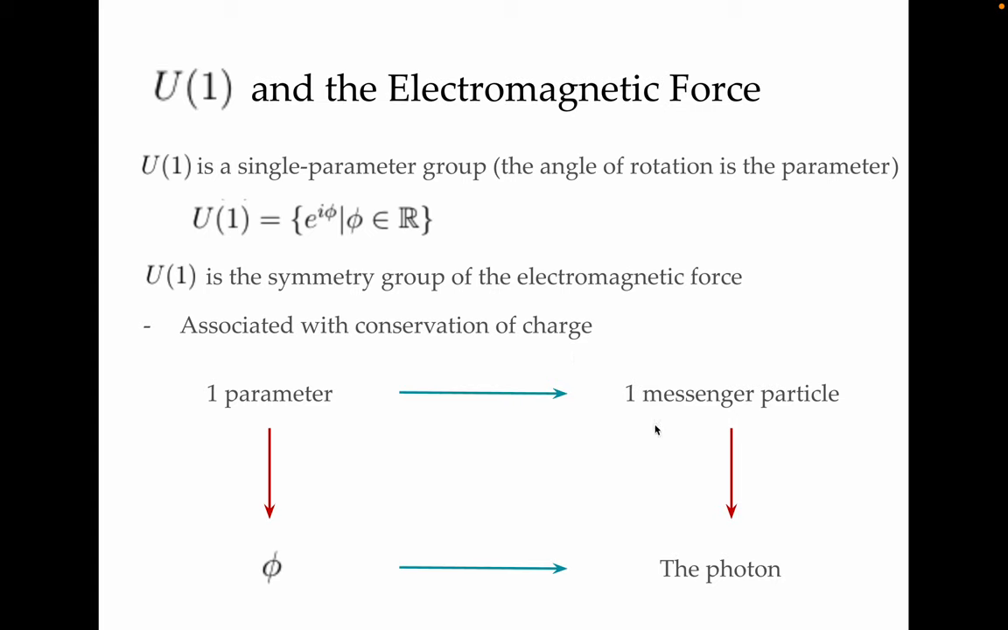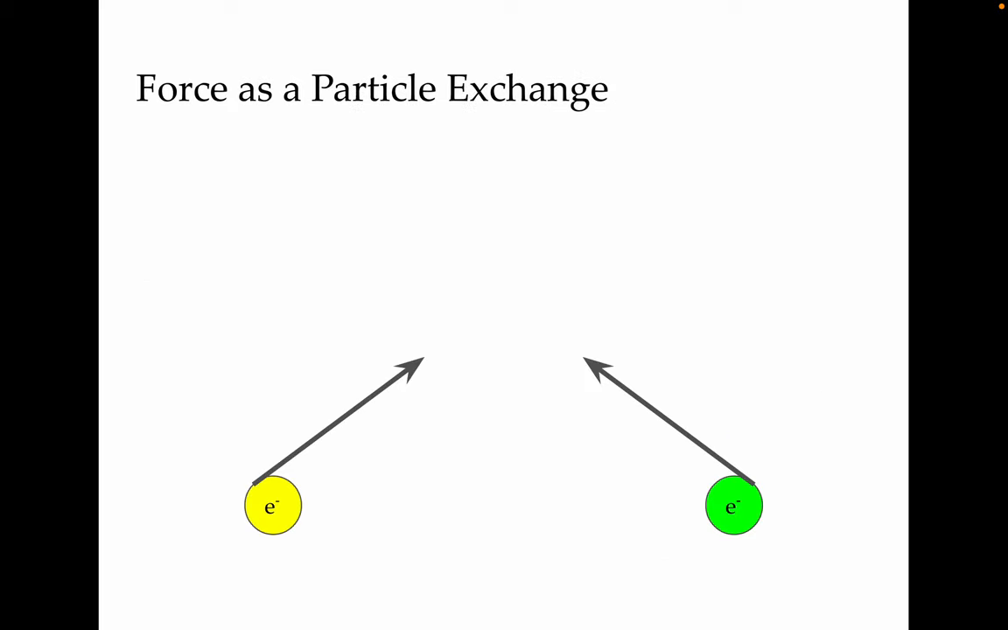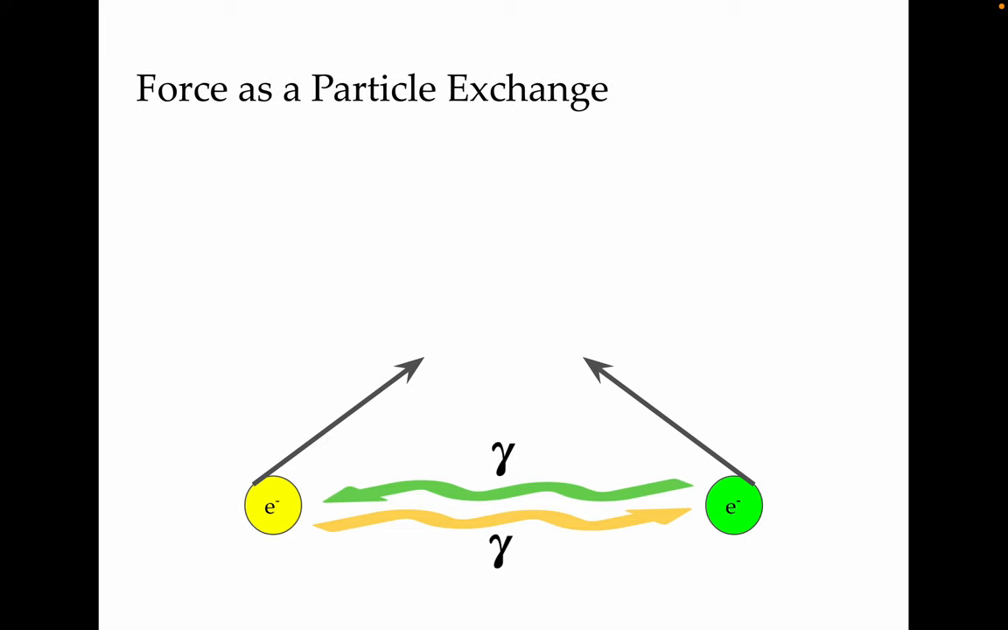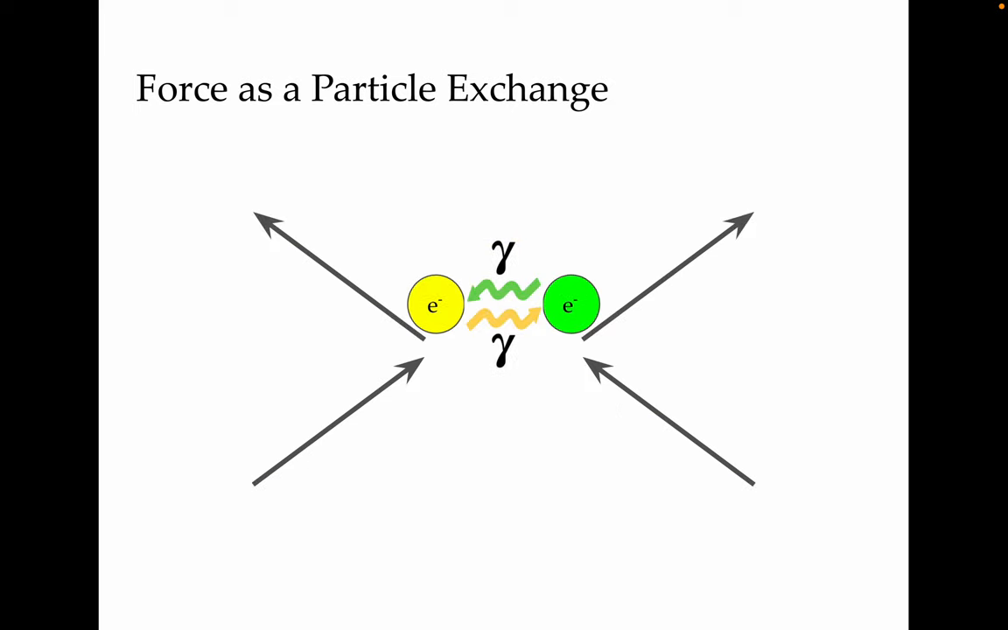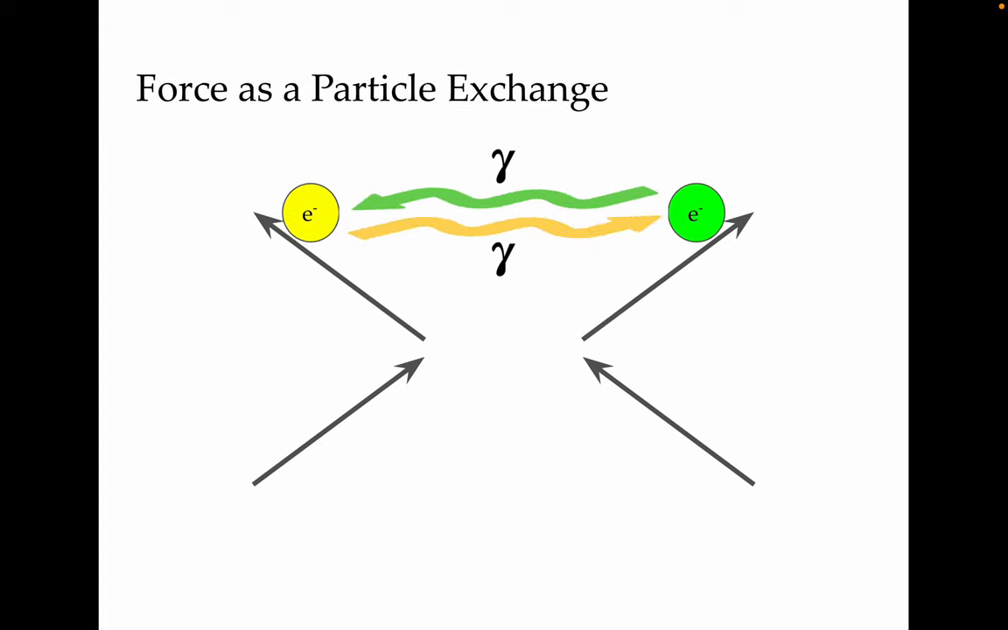Now, by force carrier or messenger, I mean that in particle physics, we can think of a force as simply the transfer or exchange of an elementary particle. As an example, say that two electrons are traveling towards each other. How does the yellow electron communicate its presence to the green electron, and vice versa? It's through the exchange of photons to each other, an exchange that causes the particles to be repelled through the electromagnetic force. So again, just like how U1 only has one parameter, electromagnetism only has one force carrier, also known as a mediating particle, and that is the photon.